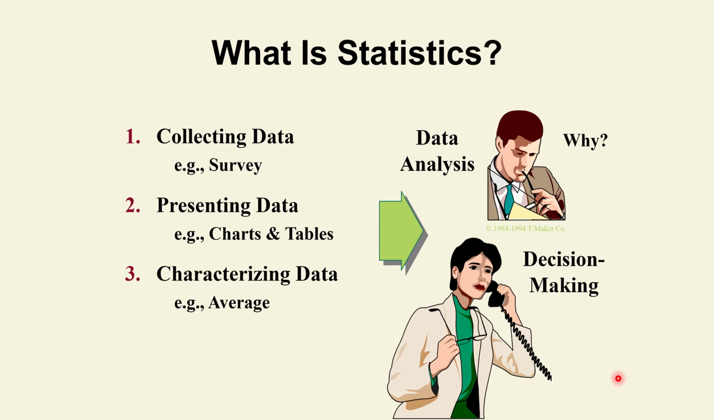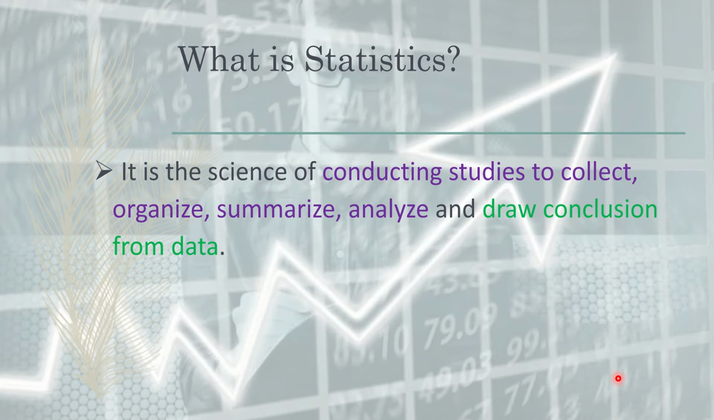So combining all these concepts, we could simply define statistics as the science in which we conduct studies about the collection of data and organization of data. Then we make a summary of the data, and then we do analysis of the data by computing different types of statistics. Like we can compute the mean, we can find its variance, we can find its standard deviation, we can find many things. So that's a part of analysis.